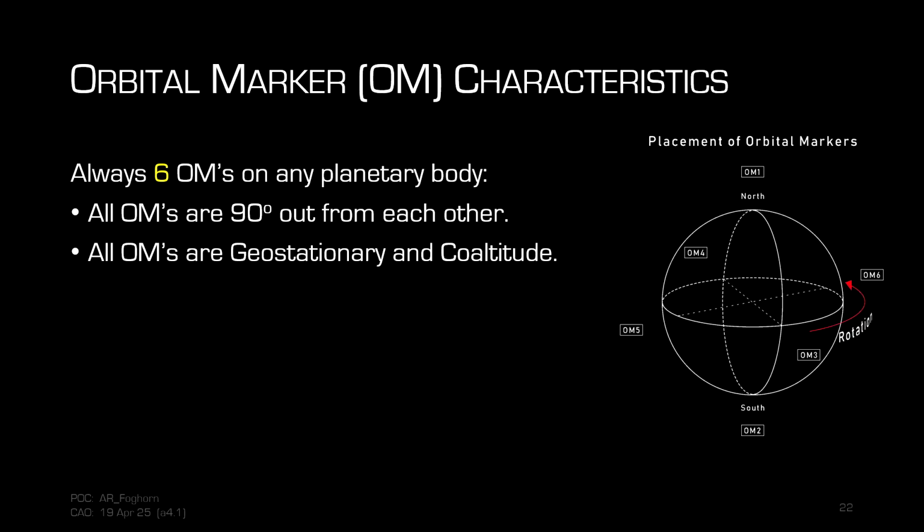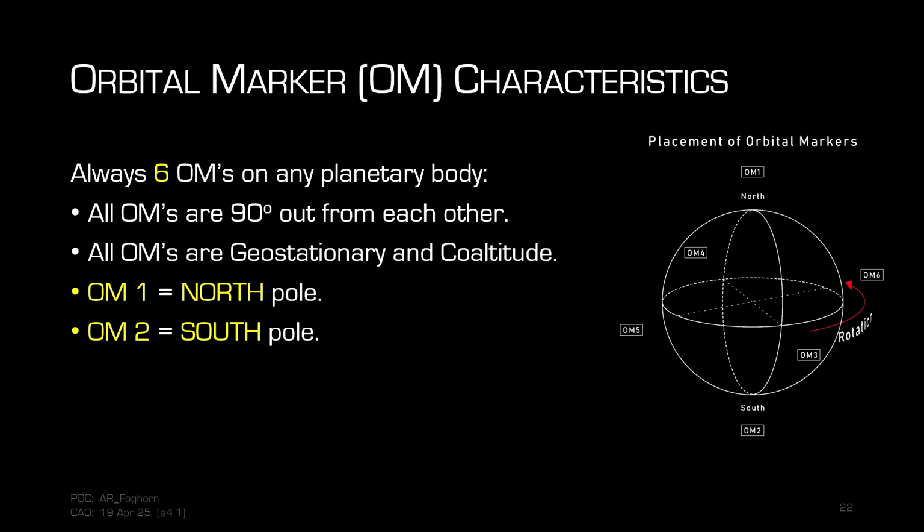They are all 90 degrees out from each other, and they are geostationary and co-altitude for that planetary body. They are not the same across bodies. The OMs around Microtech are not at the same altitude above the ground as the OMs around Yela. But the 6 at Yela are all co-altitude with each other as far as how far they are from the surface, and they are geostationary. The 2 special ones are OM1 and OM2. OM1 is always over the North Pole of the planet. OM2 is always over the South Pole of the planet.